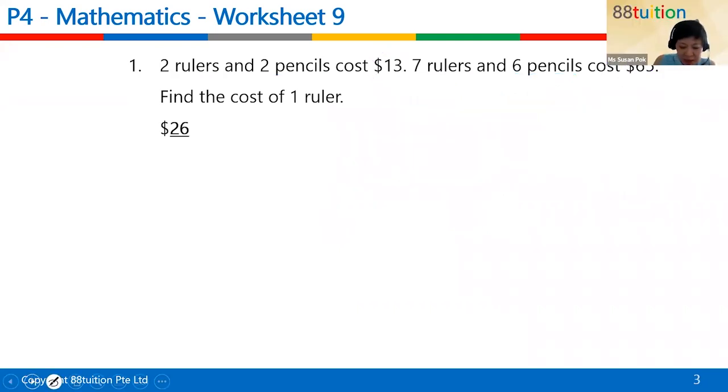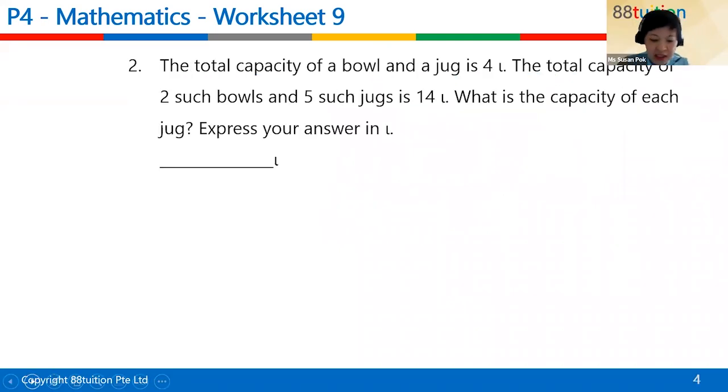Okay. Next one. Let's take a look at number 2. Now, do you spot anything or not? Whose turn to read? Lakshan, can you help me with this? The total capacity of a bowl and a jug is 4 liters. The total capacity of 2 such bowls and 5 such jugs is 14 liters. Find the capacity of each jug. Express your answer in liters.